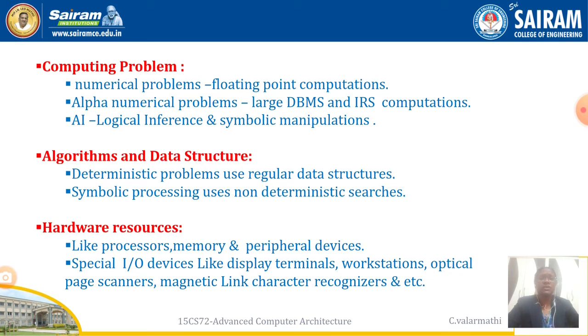Then the third one is hardware resources. We know what the hardware resources are: processors, memory and peripheral devices are the best examples of hardware. And apart from that, we have some specialized hardware resources which are specifically dedicated to achieving parallelism. What are those? Special I/O devices. What are the special I/O devices? Like display terminals, workstations, optical page scanners, magnetic ink character recognizers. So these are the special I/O devices and peripheral devices which are mainly dedicated to parallelized processing. So these come under hardware resources.